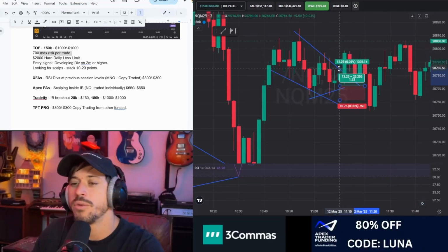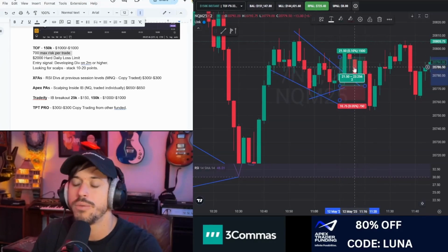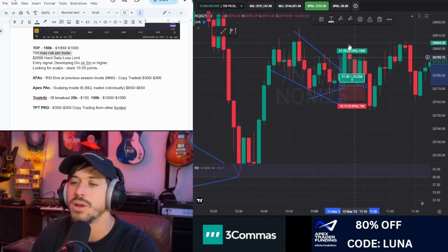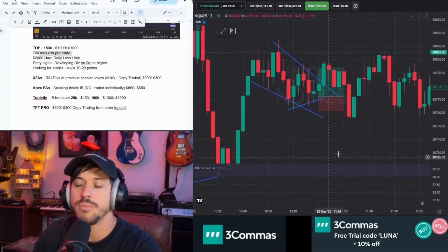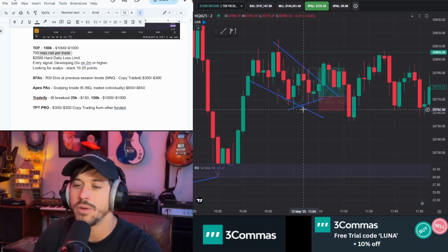I could take 2 off at 1R and lock in a win, or I could take 1 off at 2R and hold a runner, or however I want to manage it, depending on what's happening at the moment. So I like this as a strategy, and managing these divs is really easy on Project X because I can just drag my stop down and put it right where I want it.